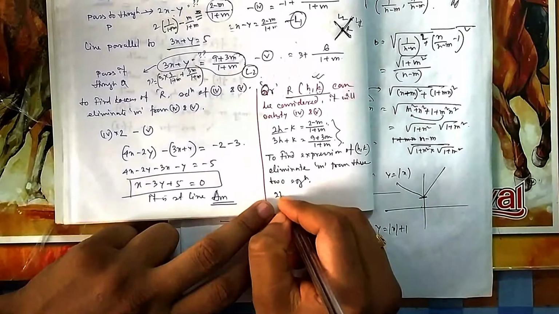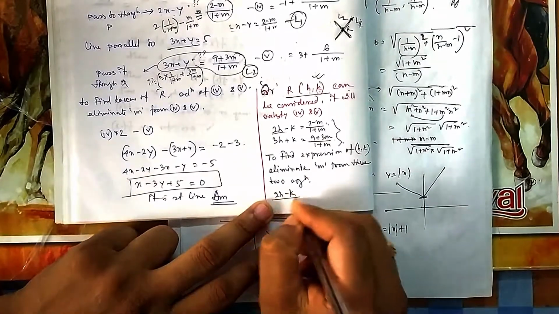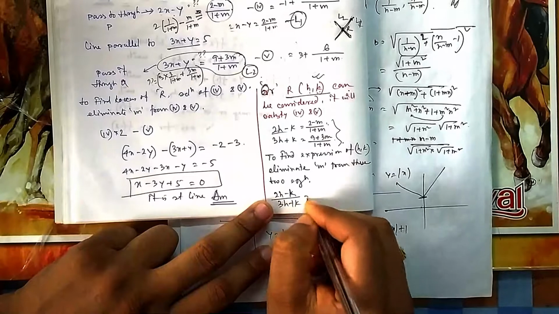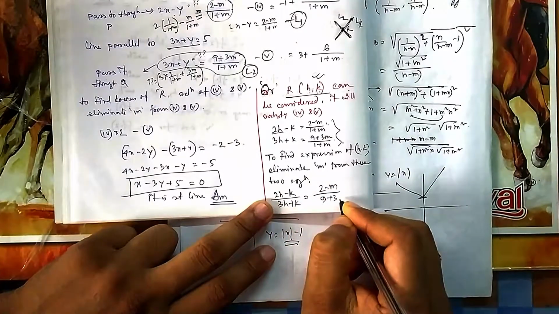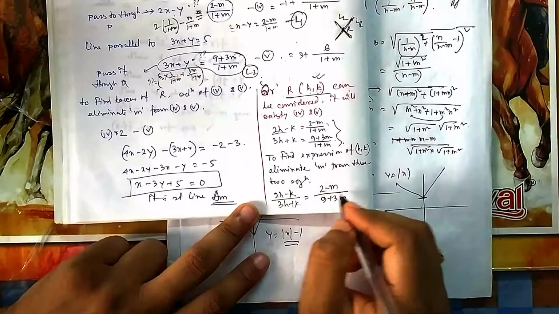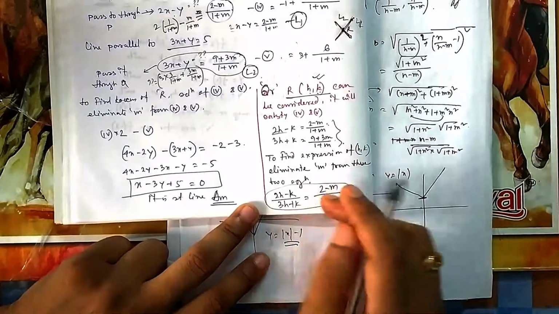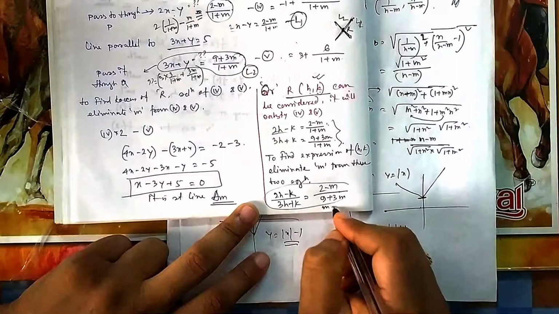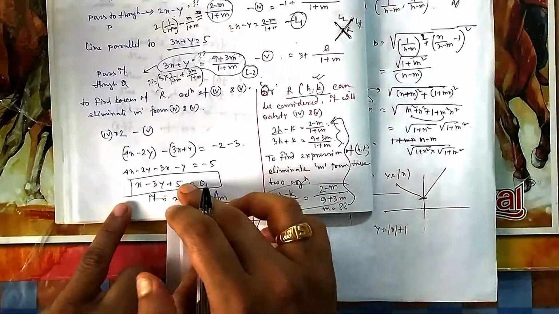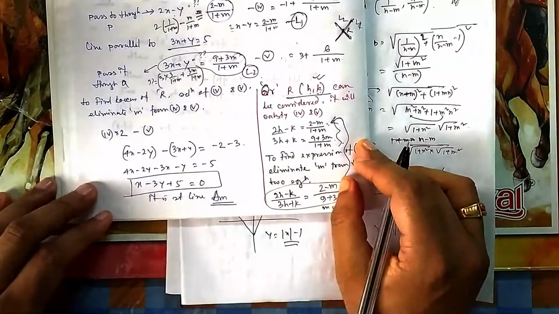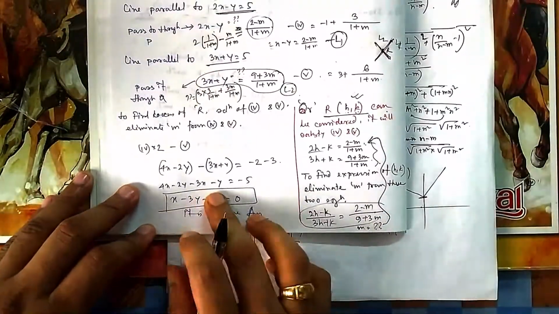So I am doing it just one step for you. 2h minus k by 3h plus k is equal to 2 minus m by 3m plus this one. You take the cross product, you calculate m, and then you put m in any one of the equations, you will find the expression of x and y of this formula. So I am skipping it here, you can find it, I think.